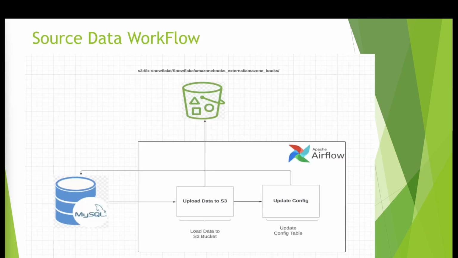For the external stage data pipeline, a DAG is developed to upload data to the S3 bucket. To do the incremental load, we use a metadata approach to upload the delta changes data to the S3 bucket. This DAG has two steps. First is upload data to S3. Second step is update config. In the first step, it gets the delta changes data from the MySQL database and uploads the data to the S3 bucket. In the second step, on successful upload of data to the S3 bucket, the config entry which is stored in the MySQL database is updated.